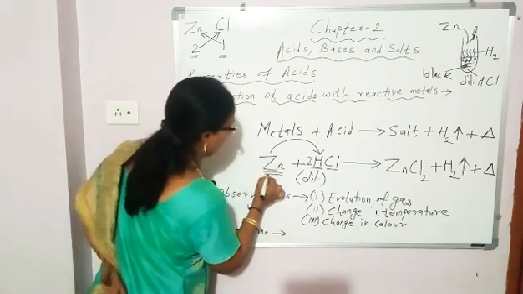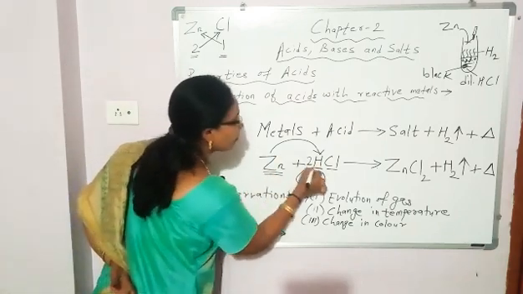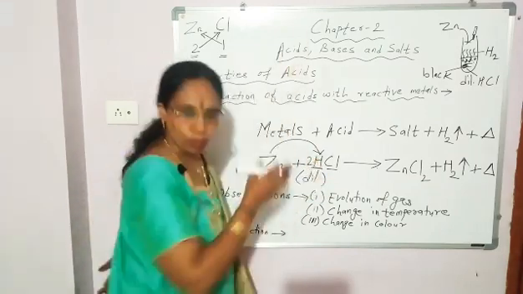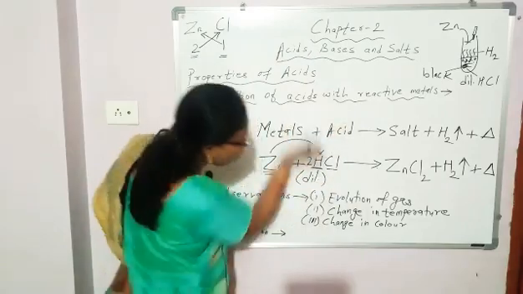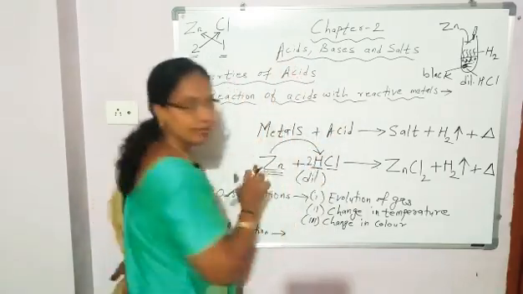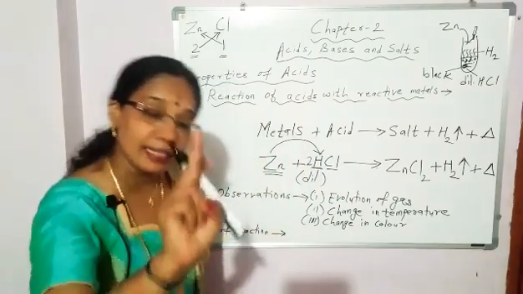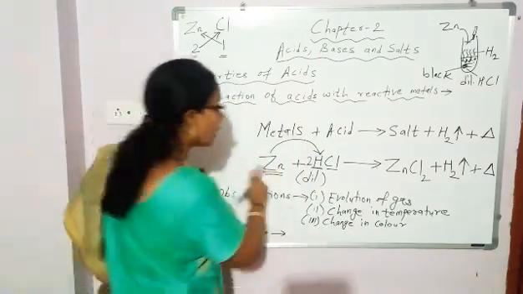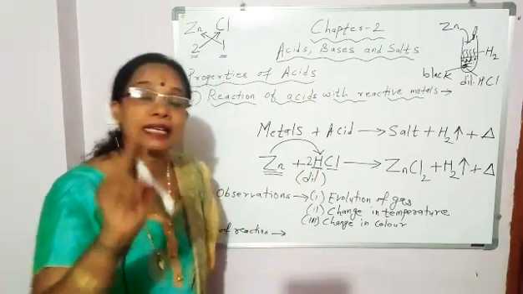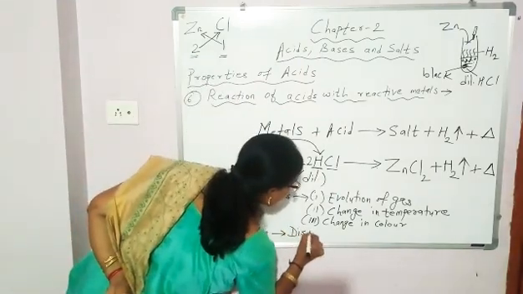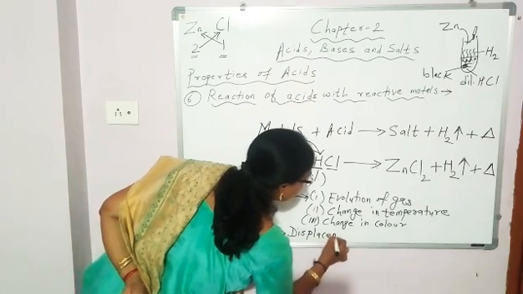So here what is happening? Zinc is more reactive than hydrogen. So zinc displaces hydrogen. Displaces means it removes hydrogen and takes its place. And how many times is displacement taking place? One time. So, what type of reaction is this? Displacement reaction.